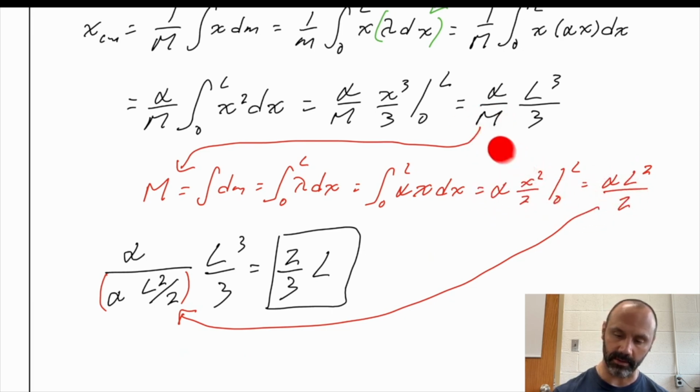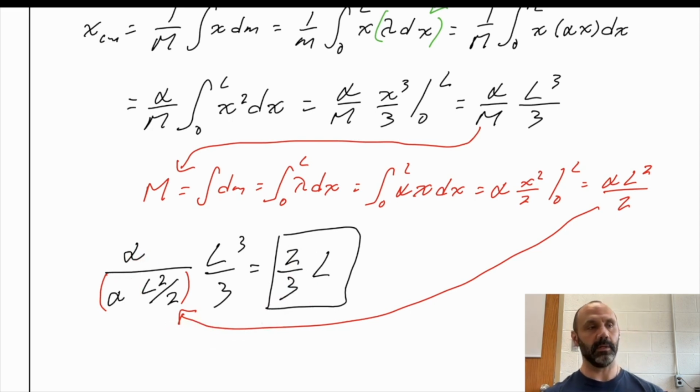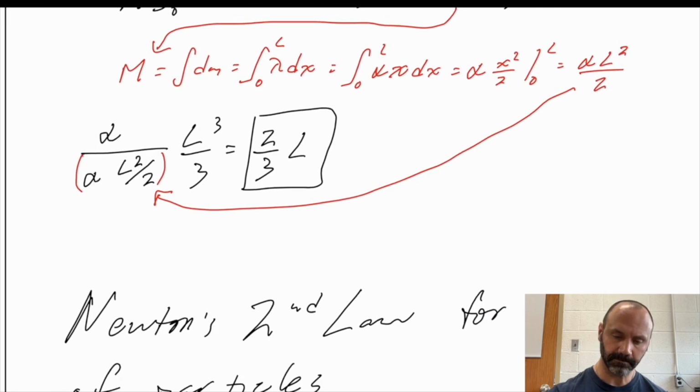This gets plugged into this equation. I plug this into here, and I end up with this. Simplify, you get 2/3 L. So at a place 2/3 of the whole length, that's where the center of mass of this object is. Just a sample derivation, kind of practice.